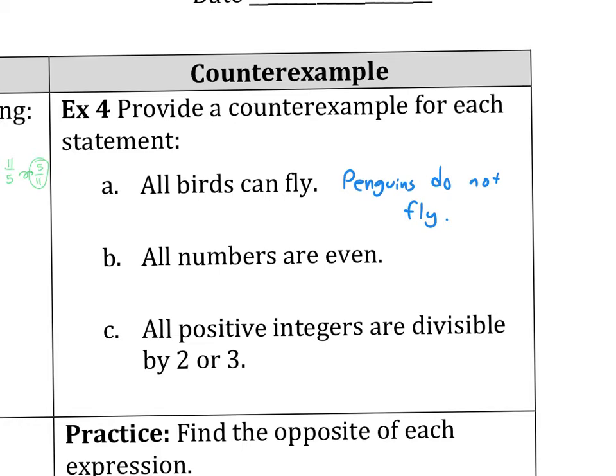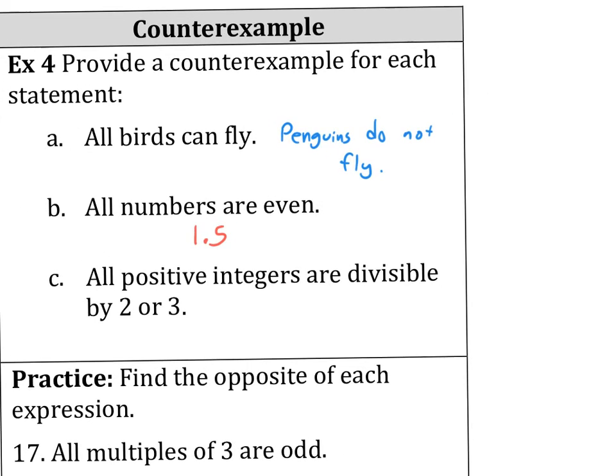All numbers are even, and you don't have to say no, some are odd. I could simply say this, 1.5. That disproves it. Counterexample, because 1.5 is neither even nor odd, but it's certainly not even. All positive integers are divisible by 2 or 3. And you could say, nope, 5 is a counterexample. 5 is divisible by neither one. I could have said 7. I could have said 10. Why could I say 10? Because 10 is divisible by, it says or, so 10 would not work. Because of the or.